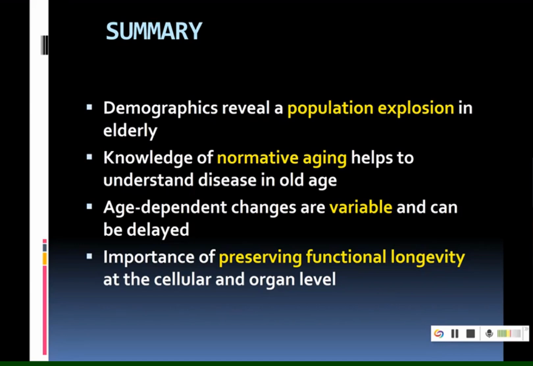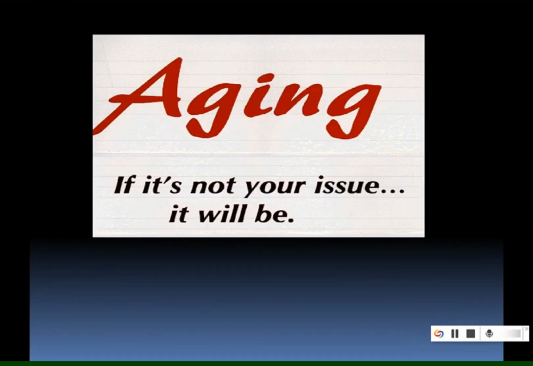So I'd like to wrap up this presentation by saying aging, if it's not your issue, it certainly will be.